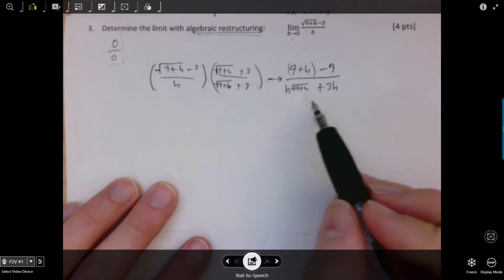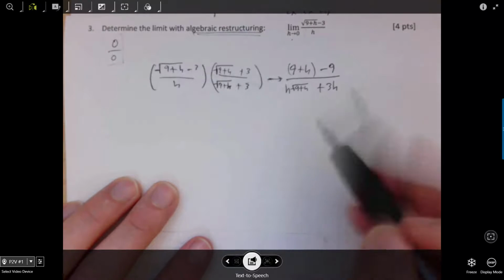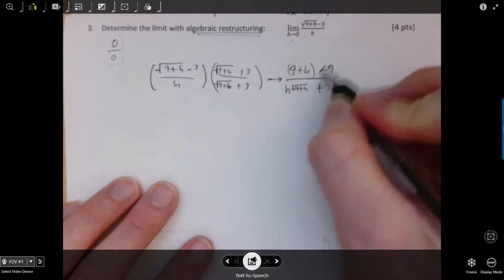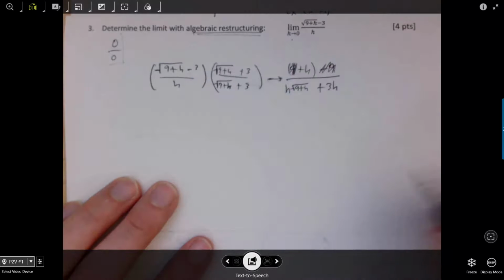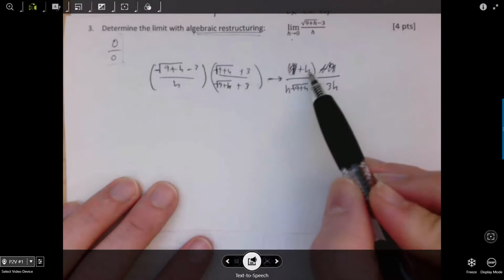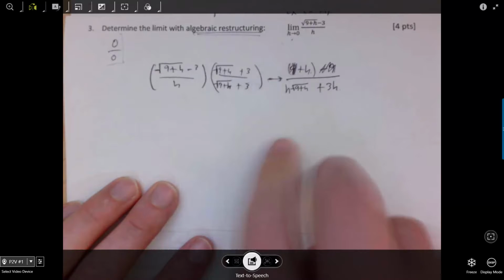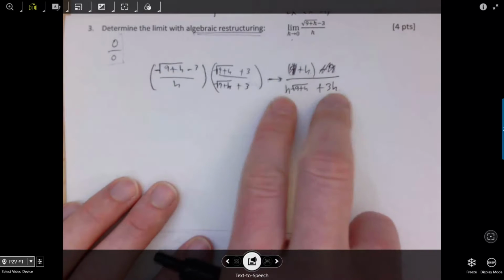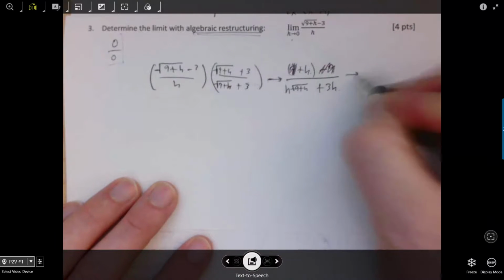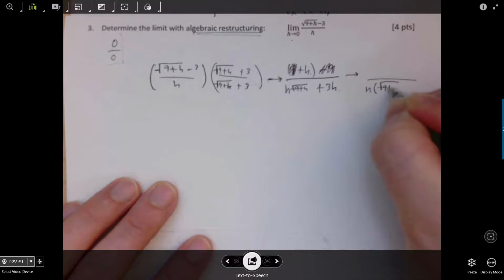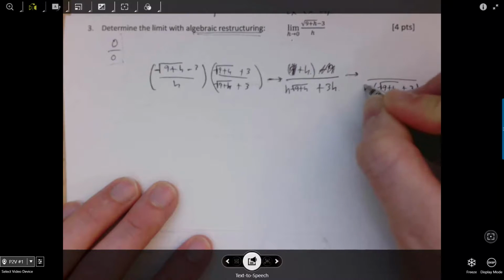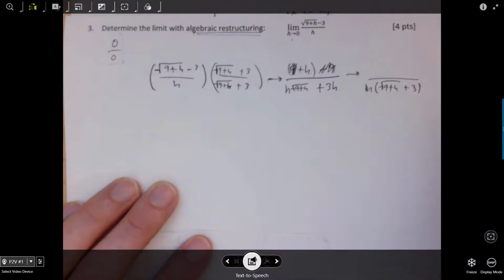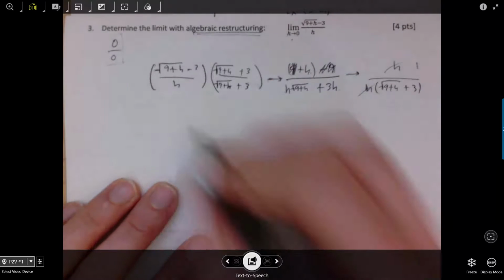So now the question is, has this really helped us? Clearly we've got 9 minus 9, and those are going to cancel each other. Oh, this is nice. Now we've got h in all the terms, so maybe I shouldn't have even distributed the h, because if I factor the h back out again, now I've got in the denominator h times root 9 plus h plus 3, because I took the h out of both terms, and in the numerator I've got 1h, so those are going to cancel each other, leaving 1 in the numerator.